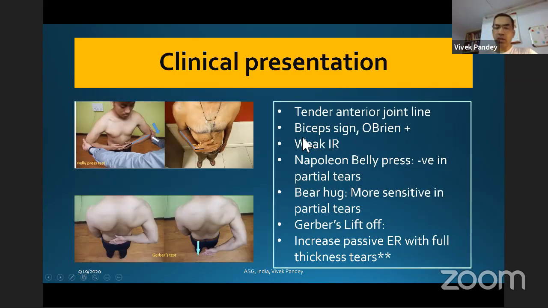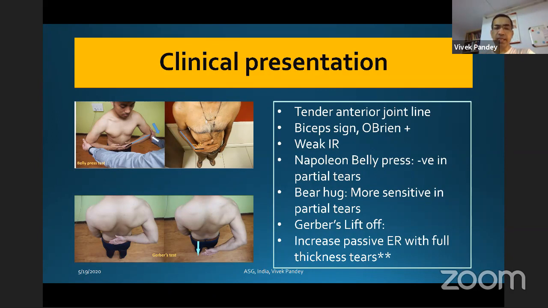In the examination, we may find the joint line tender anteriorly. Biceps signs could be there. O'Brien's may be positive. O'Brien's is a funny sign, because unless you have the typical age group of, let's say, the 20s and very early 30s, it should be interpreted in a lighter way because it will be positive in many of those conditions. Internal rotation often is weak in patients who have more than a partial tear. Napoleon sign is negative in partial tear. Bear hug is a bit more sensitive in partial tears.